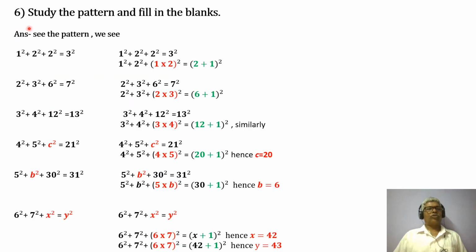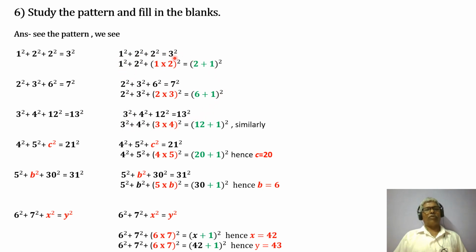So we are trying to solve some pattern problems and fill in the blanks. Okay, these are very important patterns. So see this, 1 square plus 2 square plus 2 square equal to 3 square. Read it. 2 square plus 3 square plus 6 square equal to 7 square, and 3 square plus 4 square plus 12 square equal to 13 square.